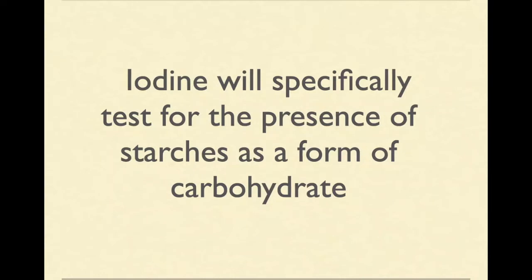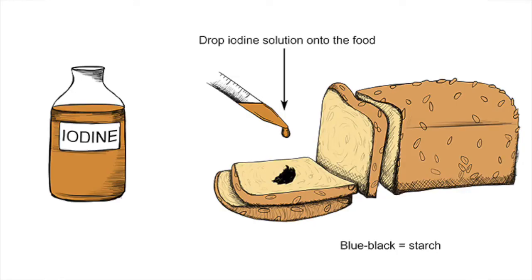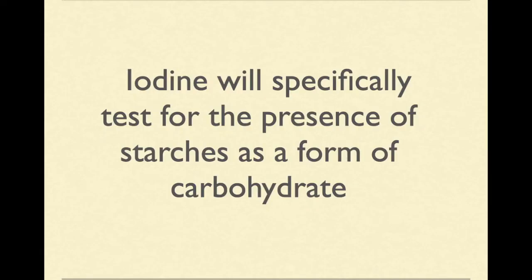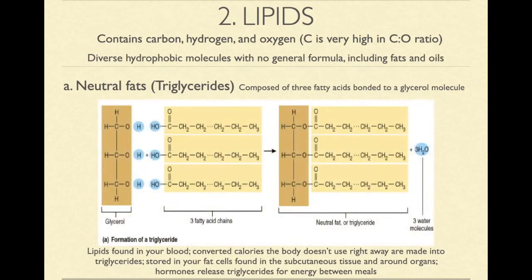Now, iodine, which we talked about in the previous chapter. Iodine is usually a brownish orange color. When you drop the liquid iodine on bread or potatoes, it will turn from a brownish yellow orange to a dark blue, blue-purple, blackish color. So it will signify, yes, there is starch present.